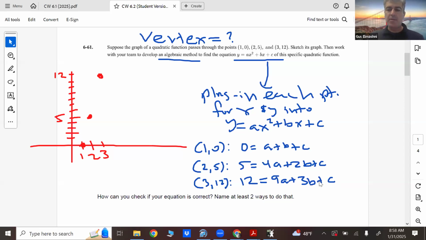Okay, don't need to be too detail oriented. All right, so what did I do? I plugged in 1 and 0 for x and y. So I got that. Plug 2 and 5 for x and y. Plug in 3 and 12 for x and y. You see how that becomes 9? So I square x. That becomes 4, I square x. Of course, 1, 1, 2. So does that make sense? I made those equations. You guys see that?